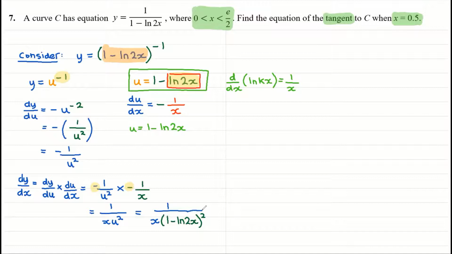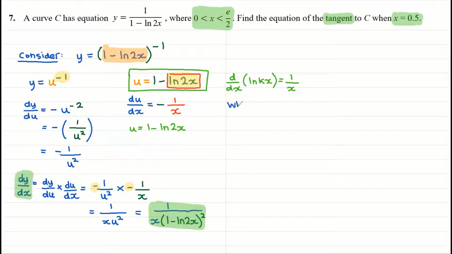Okay, now that is the derivative. So there's a string of equals there, but that is now my derivative, dy by dx. All done. But we haven't answered the question, have we? We have to find the equation of the tangent when x is 0.5. Well, we've done the hard work. We've got an expression for the derivative.